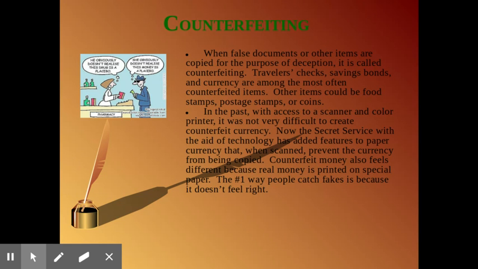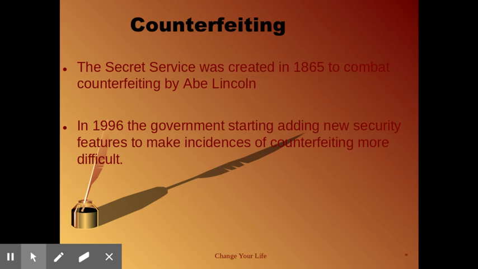So one way we catch fakes is it just doesn't feel right. Money's not printed on paper. Money's printed on a combination of fibers. So in 1865, trying to combat counterfeiting, Abe Lincoln started the Secret Service.